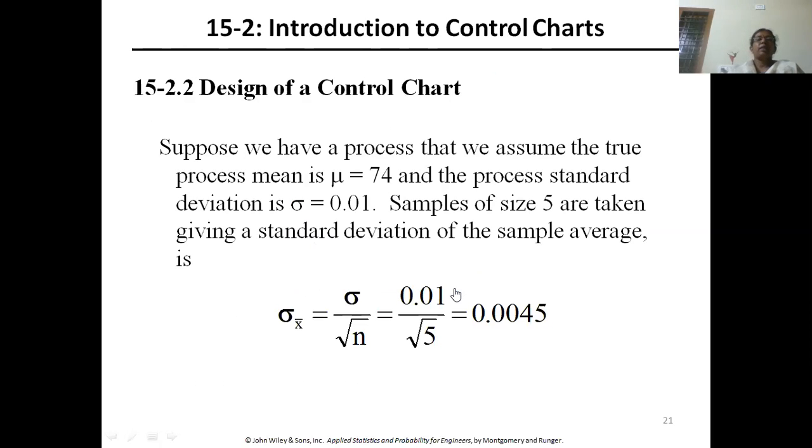Now, how to design a control chart? Suppose a problem is given to you. We have a process where we assume the true process mean is 74 and the process standard deviation sigma is 0.01. Samples of size 5 are taken. So the standard deviation of this mean x bar is sigma by root n, so 0.01 by root 5, which is 0.0045, sigma x bar.